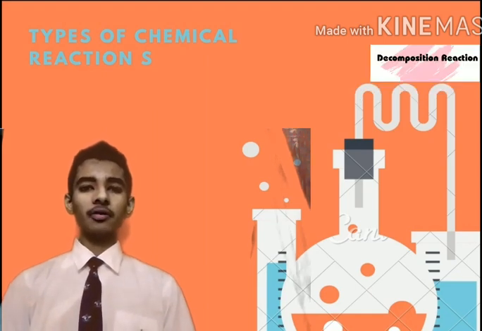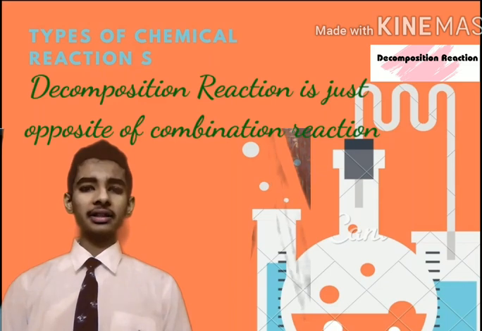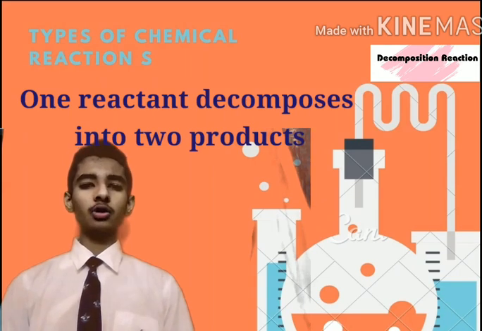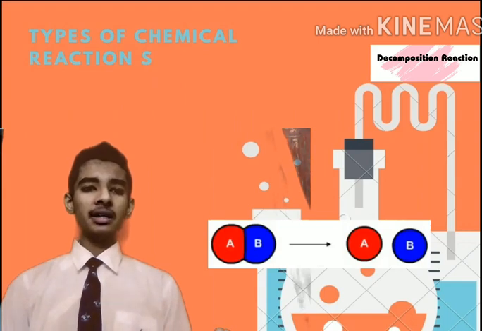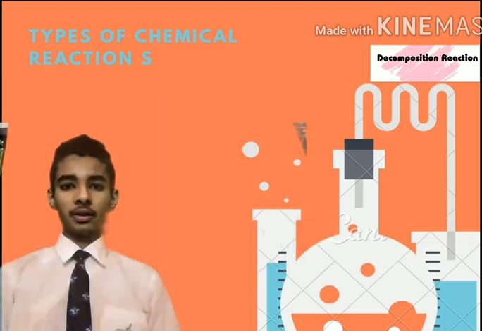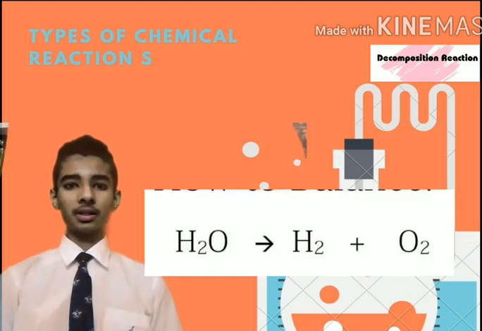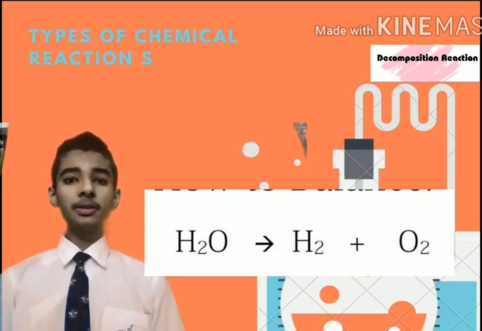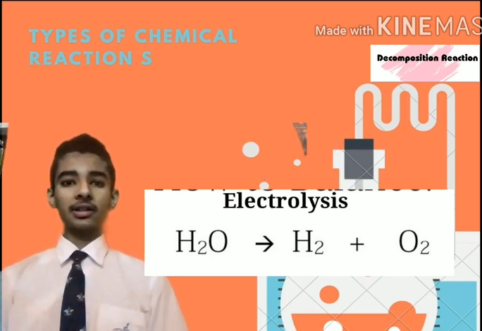Now let's move to our next topic, decomposition reaction. Decomposition reaction is just opposite to combination reaction. In this reaction, one reactant decomposes into two products. Let's visualize it. AB gives A plus B. It's just the opposite of combination reaction. Now let's discuss some examples. H2O means water. When electricity is passed through it, it decomposes into hydrogen and oxygen. This process is also known as electrolysis.